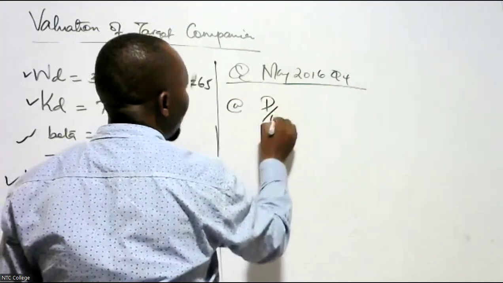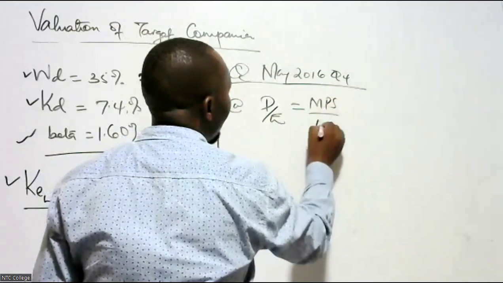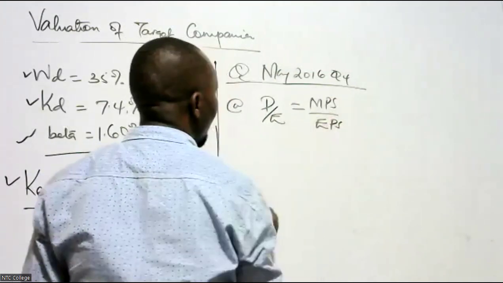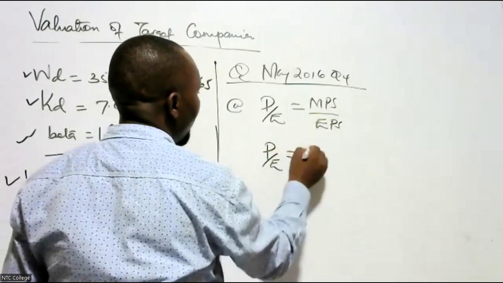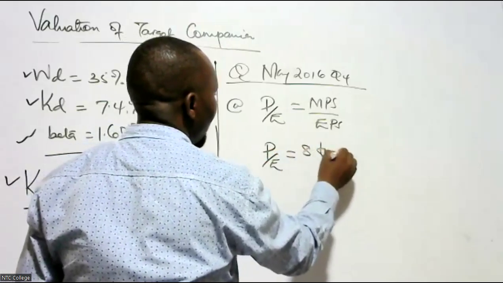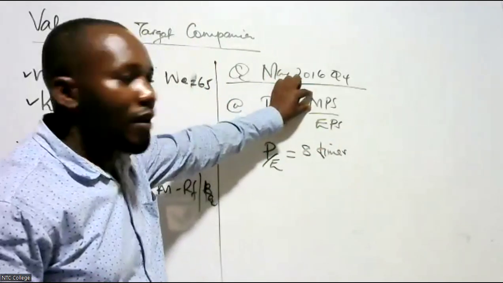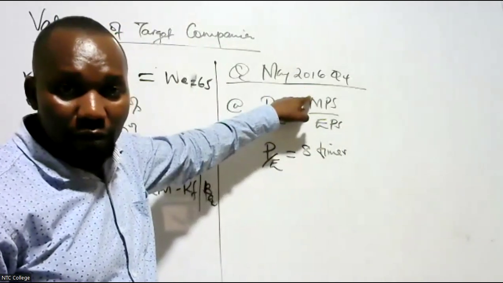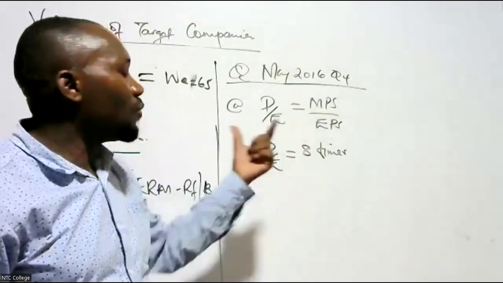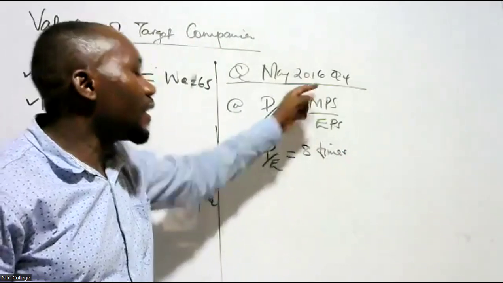to get the PE ratio, which is equal to MPS over EPS, right? And for the PE ratio, we've been told that PE is equal to 8 times. What you're targeting is MPS. This MPS is what is going to give you the value of the company. So you need to ask yourself, now that I have this, how do I get EPS so that I can get MPS?